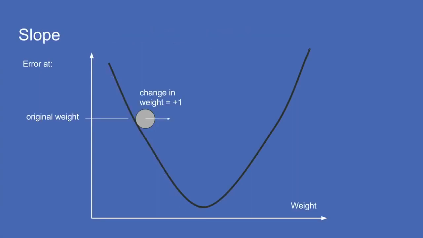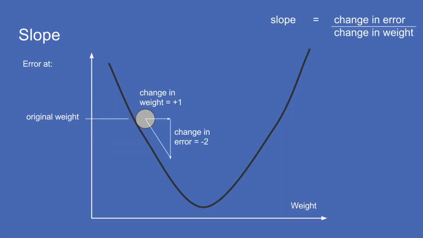So just to review, the slope that we're talking about is when we make a change in weight, the error will change a little bit. And that relation of the change in weight to the change in error is the slope.